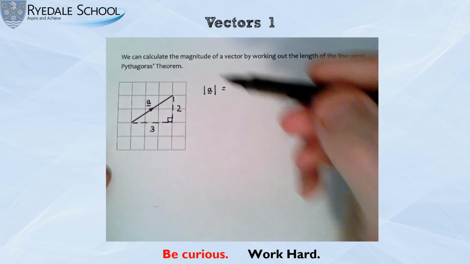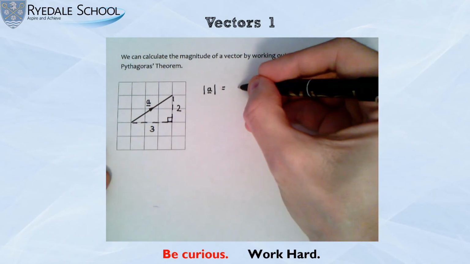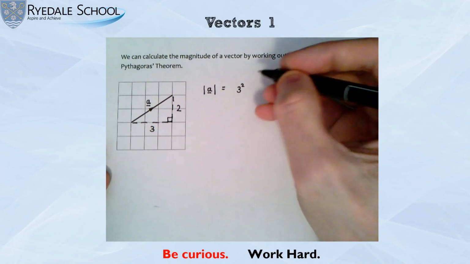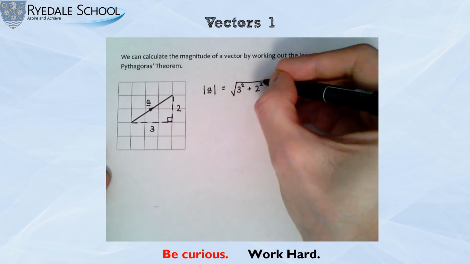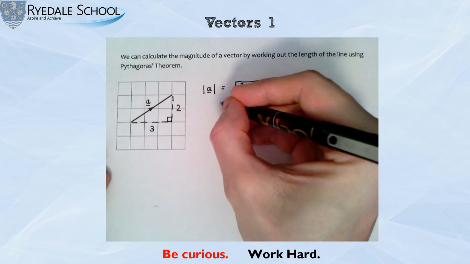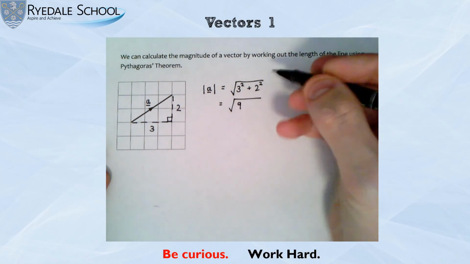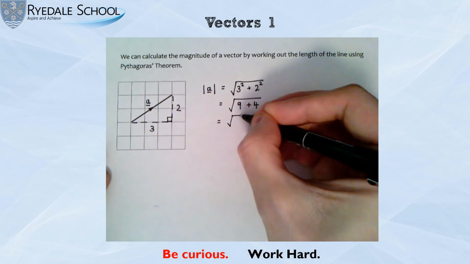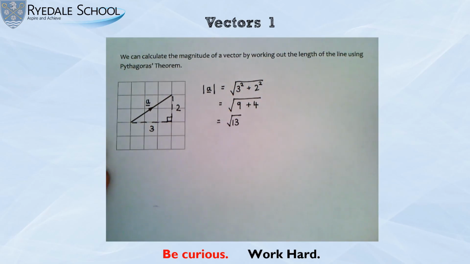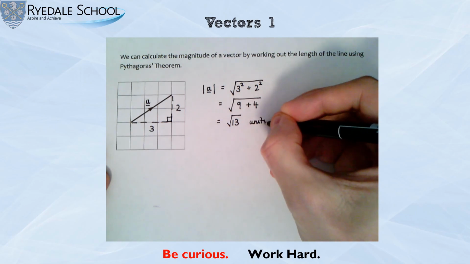This length is 2. We don't know what it's measured in, so I will just refer to that as 3 units and 2 units. Now, if I want to work out the length of this, I need to do 3 squared plus 2 squared and then square root my answer. So 3 squared is 9, 2 squared is 4, so this becomes the square root of 13, and I'm going to leave that as root 13 units.